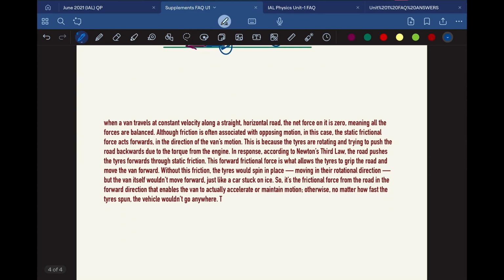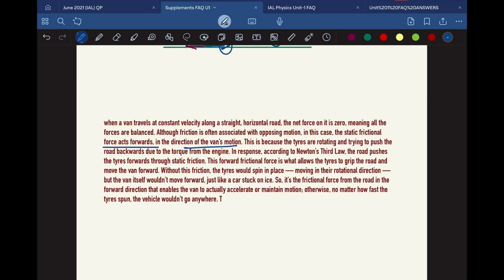I have written the explanation right here. It says when a van travels at a constant velocity along a straight horizontal road, the net force on it is zero, meaning all the forces are balanced. Although friction is often associated with opposing motion, in this case the static frictional force acts forward in the direction of the van's motion. How?